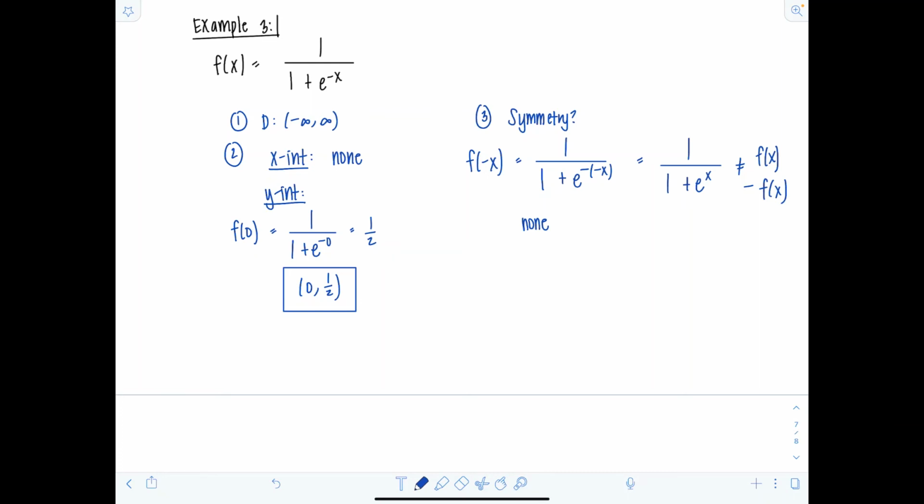Okay, next, asymptotes. So the domain's all real numbers. That means there's going to be no vertical asymptotes. But this time I'm going to check for horizontal asymptotes. All right? Ooh, this is exciting.